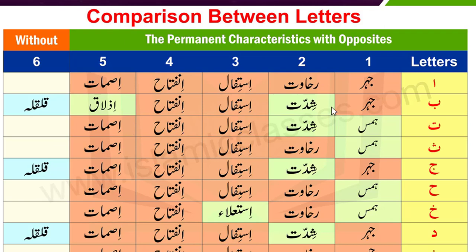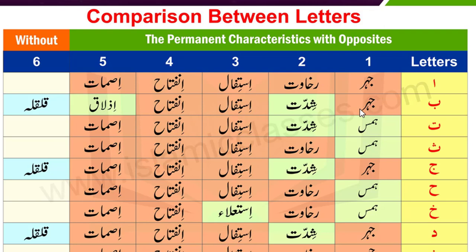The sound we continue. Istifal is the light letters, because alif is light, but sometimes we read it light, sometimes we read it bold. It depends on the condition. Infitah is another one, like opening letters.